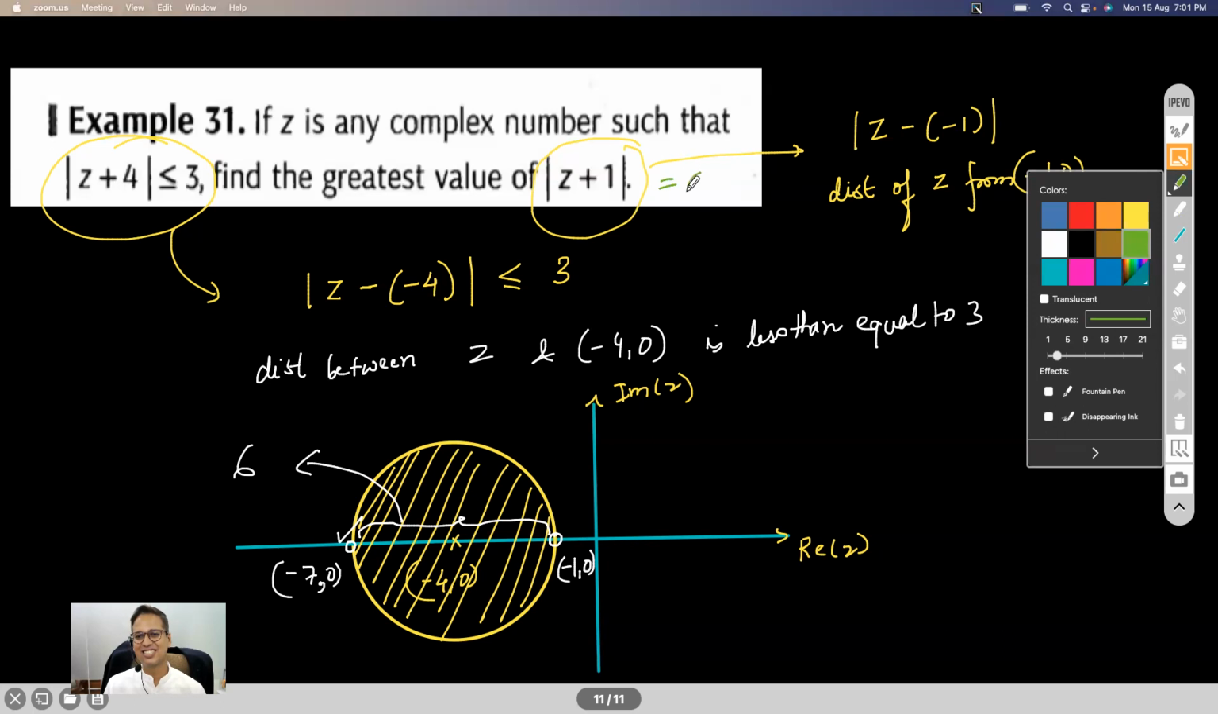That's it. Understood how easily you can solve this type of question if you are geometrically aware of what is the meaning of mod, what is the meaning of arg, right?